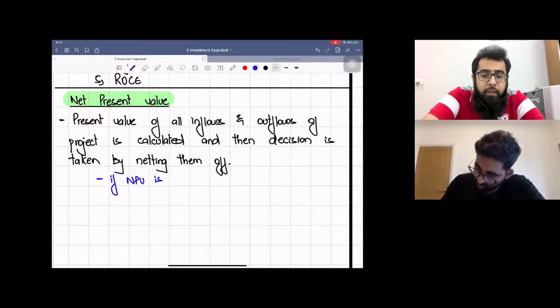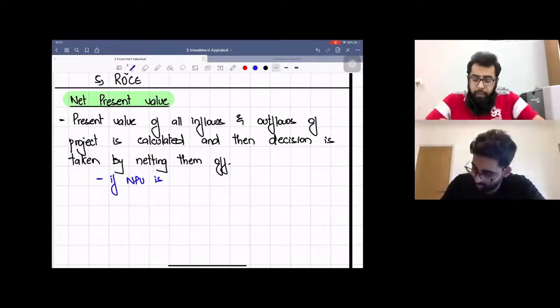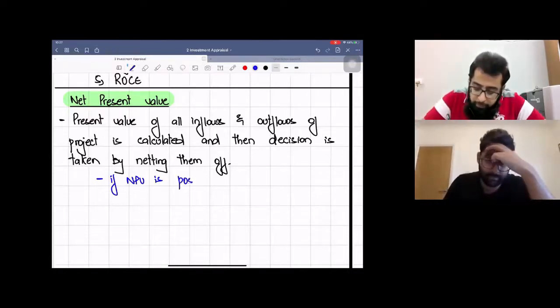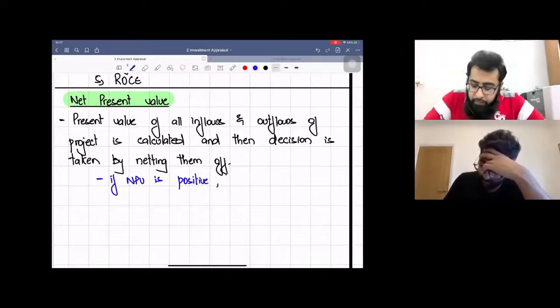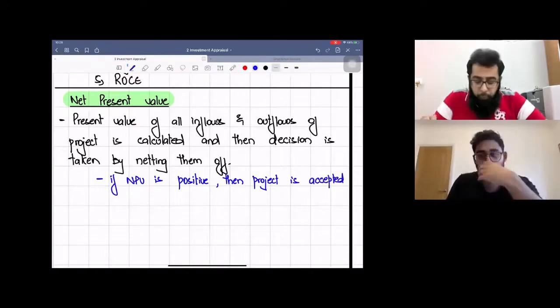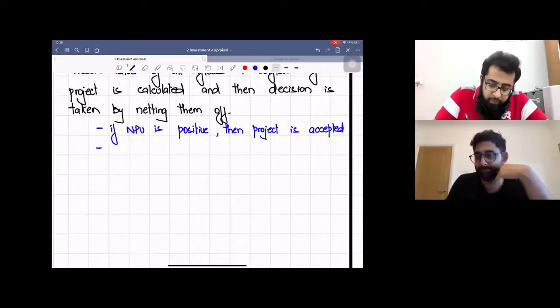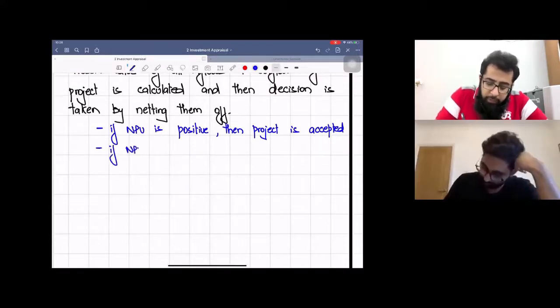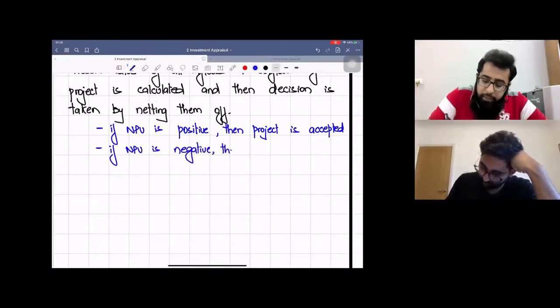Yes, if NPV is positive, then the project is accepted. Obviously this is some basic level knowledge because we have started a topic, so we have to go through basic and advanced knowledge both. And if NPV is negative, then the project is rejected.